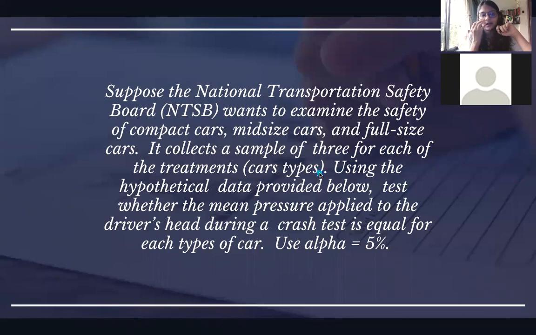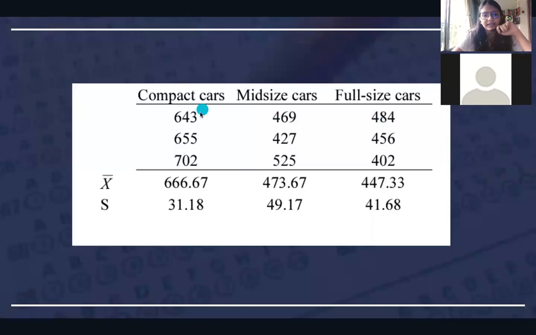So now I'm going to solve a sum. The sum is that the NTSB board wants to examine the safety of three different types of cars. They're having a crash test, and they want to see how much pressure is being applied to the driver's head during the crash test for these three different types of cars. So this is the data. These are the pressure values that we've been given, the impact that is being caused to the driver's head. This is the mean for each of the data sets, and this is the standard deviation.